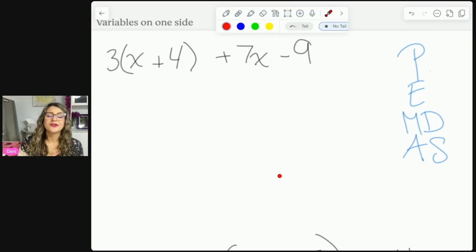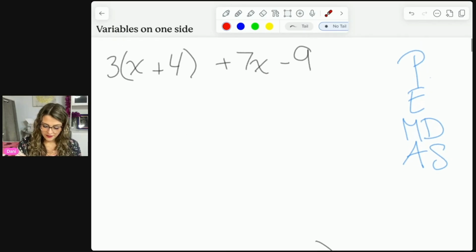Okay, so recall order of operations, PEMDAS, as some of you may know it. So you've got your parentheses, exponents, multiply and divide are bundled together. It's whichever one happens first, left to right, and then adding and subtracting as we go left to right.